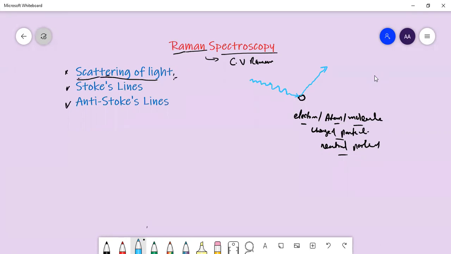Now, once your light gets interacted with these particles, two important phenomena can occur here.